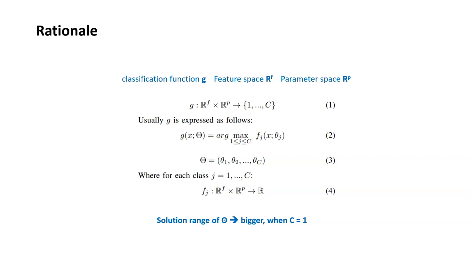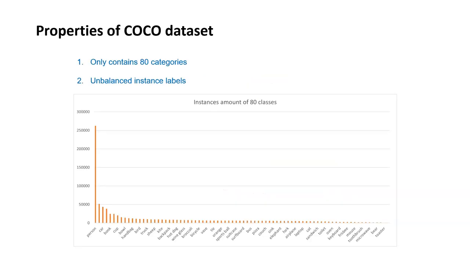We use the COCO dataset in our experiments, and it has two properties that we want to point out. Only 80 categories of objects are labeled in COCO, and the distribution of class labels is highly biased. This figure shows that the category person dominates the whole dataset, and the remaining classes are also unbalanced.